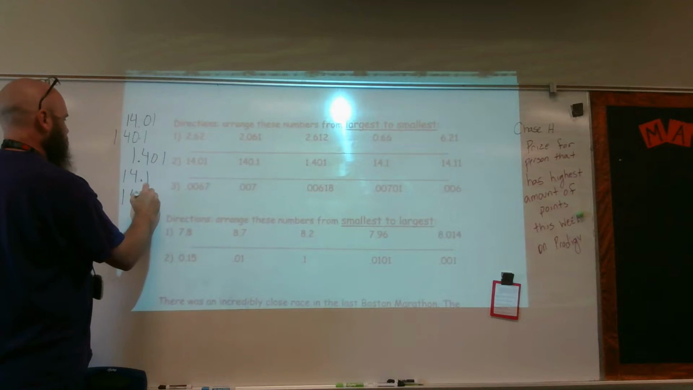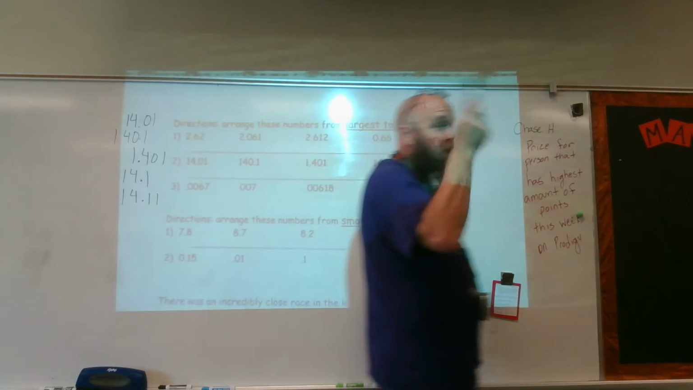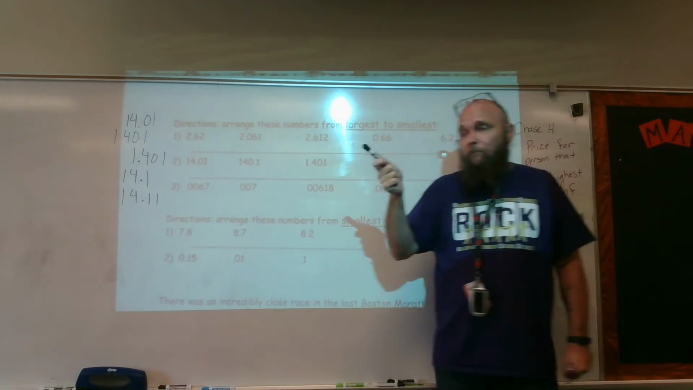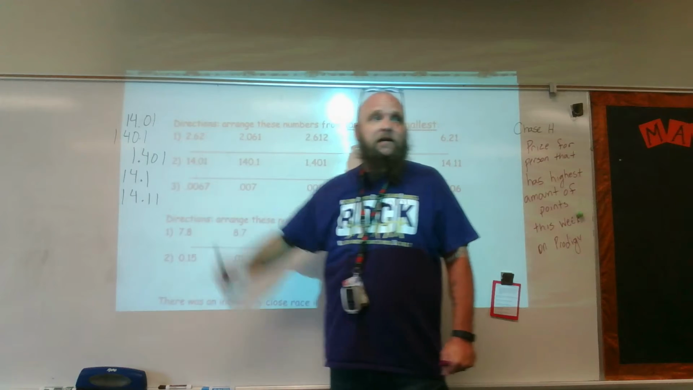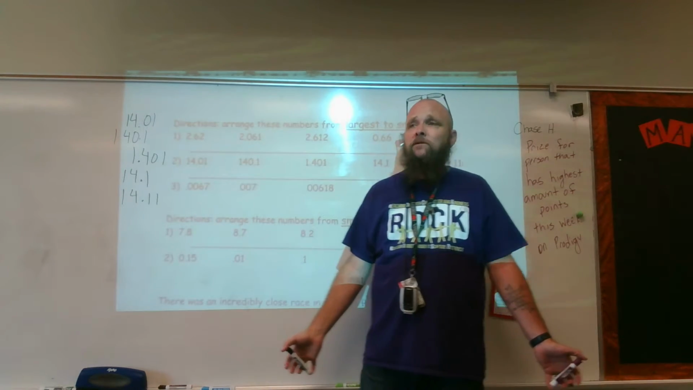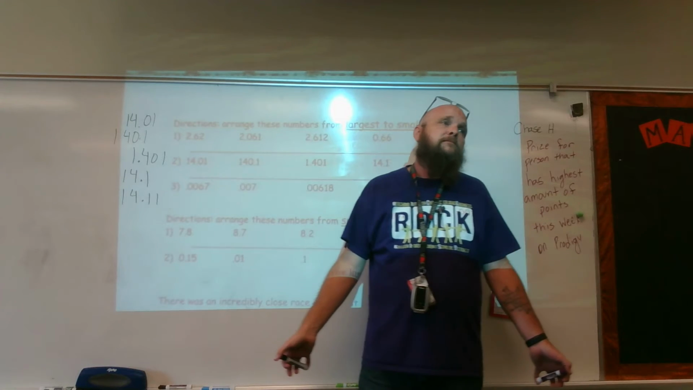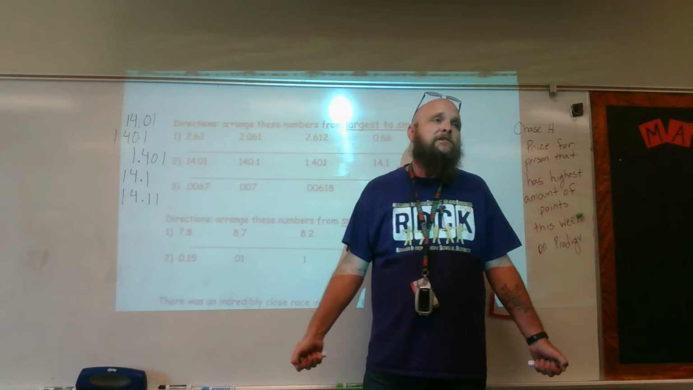14 and 1/10. 14 and 11 hundredths. That's important when lining them up. When writing them down, you vertically line them up by the decimal point. Graph paper is sometimes helpful. I'm just saying. Graph paper is sometimes helpful.